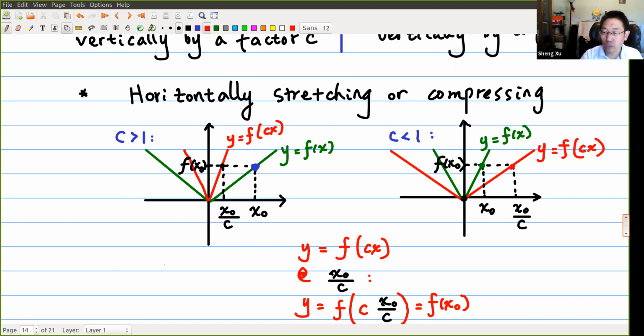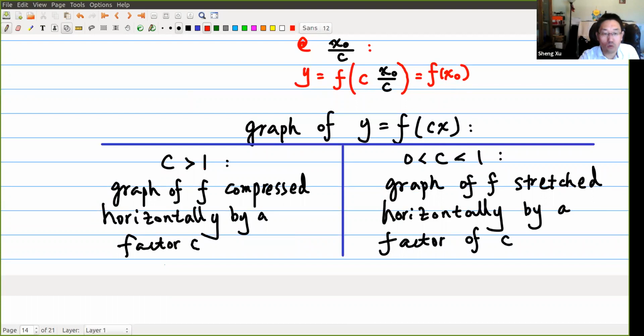So to summarize, the graph of y equals f of cx: if c is greater than one, then the graph of f is compressed horizontally by a factor of c. If c is less than one, greater than zero, then the graph of f is stretched horizontally by a factor of c. Make sense to you? Any questions about this part here?